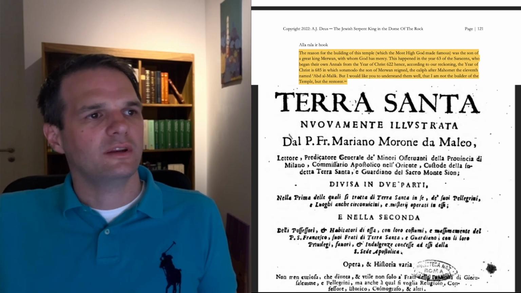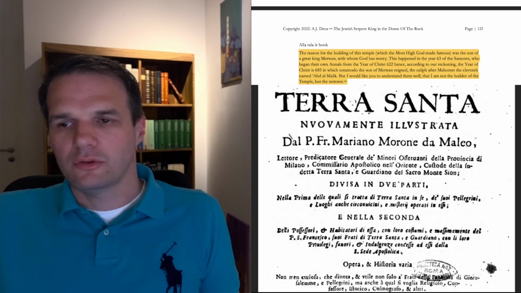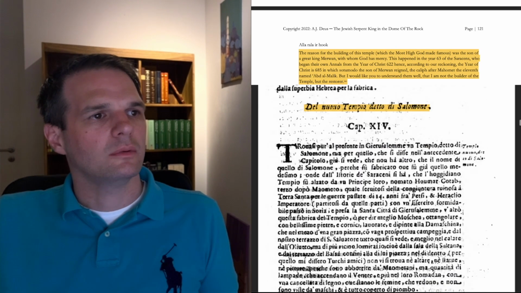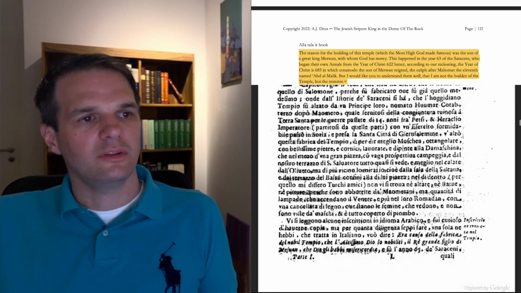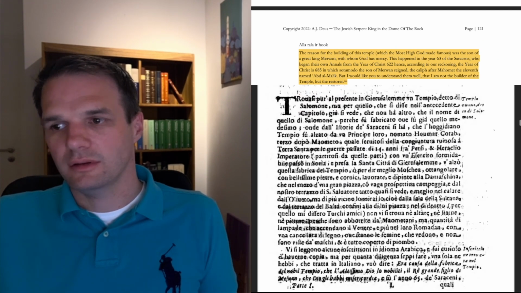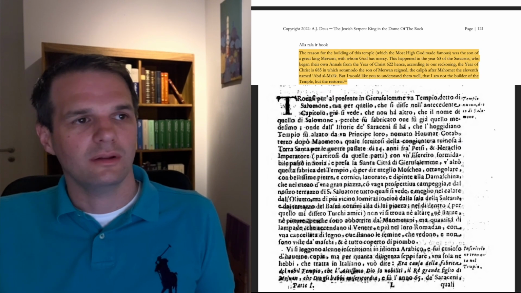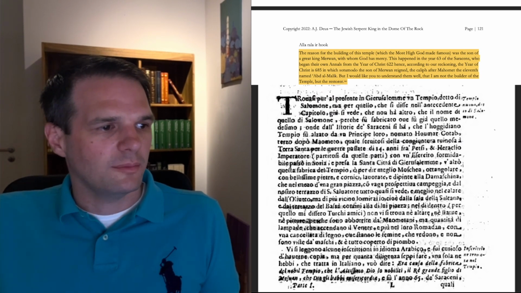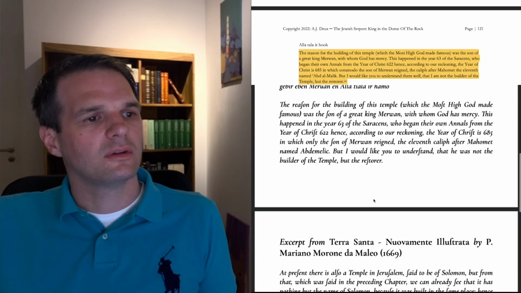In Italian it's called Terra Santa Nuovamente Illustrata. So what did he write? Well, here's the chapter on the Temple of Solomon. This is now in Italian, and again I have to apologize, my Italian is just as bad as my Latin. It's non-existent, more or less. But I tried to translate it as well. So that's now here.